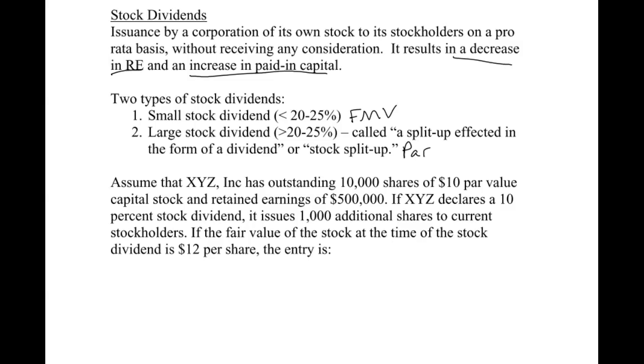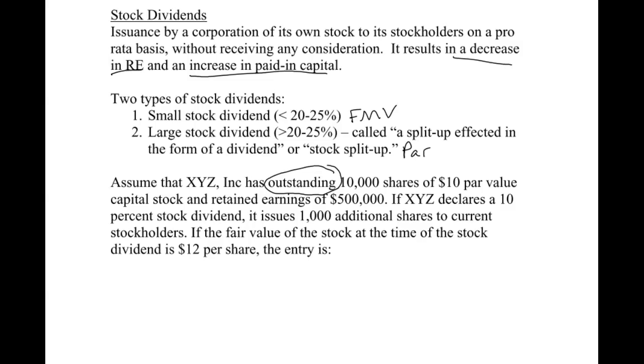Assume that XYZ has outstanding 10,000 shares of $10 par value common stock, retained earnings of 500,000. Let me stop here. Notice this is outstanding shares. Let's refresh our memory from all the treasury stock discussion. Remember, the difference between issued and outstanding is treasury shares. Issued means it has been sold. Outstanding shares are shares that are still in the hands of shareholders.